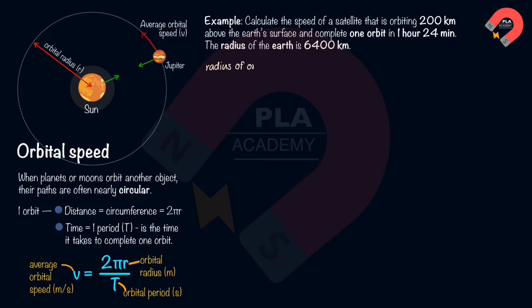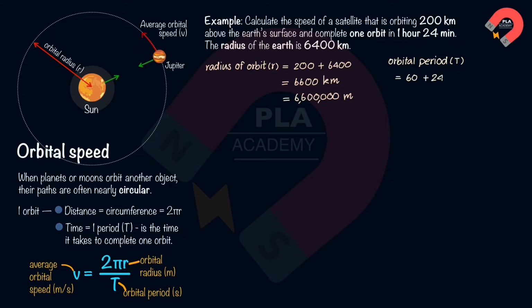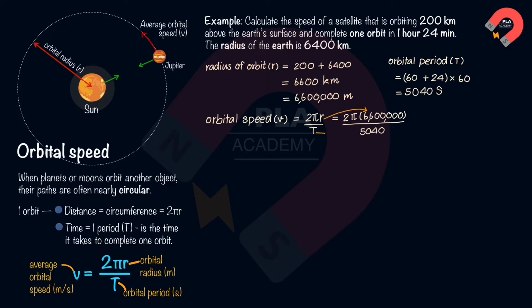Radius of orbit equals 200 plus 6,400, which is equal to 6,600 kilometers, or 6,600,000 meters. Orbital period equals 60 minutes plus 24 minutes, times 60 seconds, equals 5,040 seconds. Orbital speed equals 2 pi r over T. Substituting, r equals 6,600,000 and T equals 5,040. The result is 8,200 meters per second.